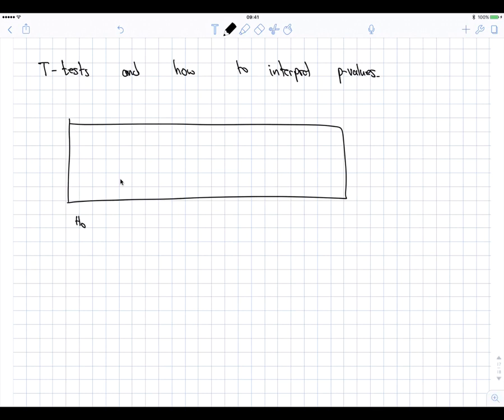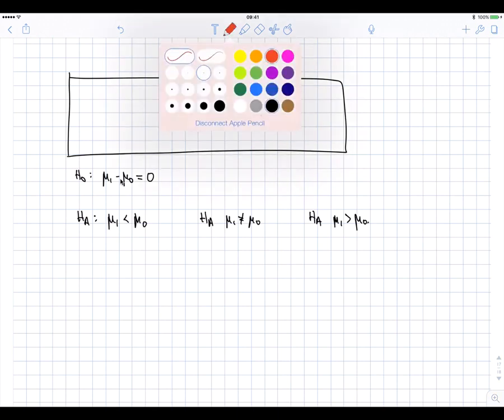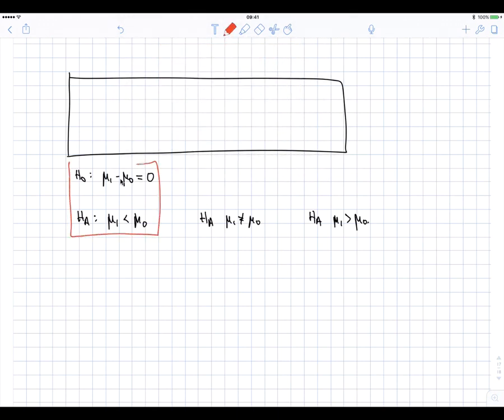you'll have an H0 that says mu1 minus mu0 is equal to 0. And then you'll have an H alternative, and there will be three of them. They could be mu1 is less than mu0, mu1 is different from mu0, or mu1 is greater than mu0. Okay?